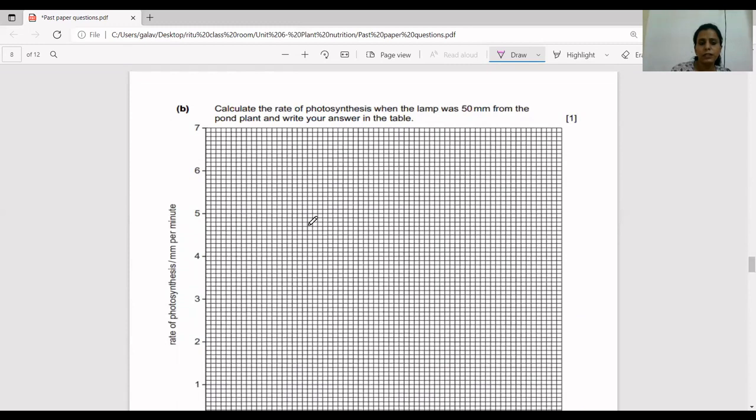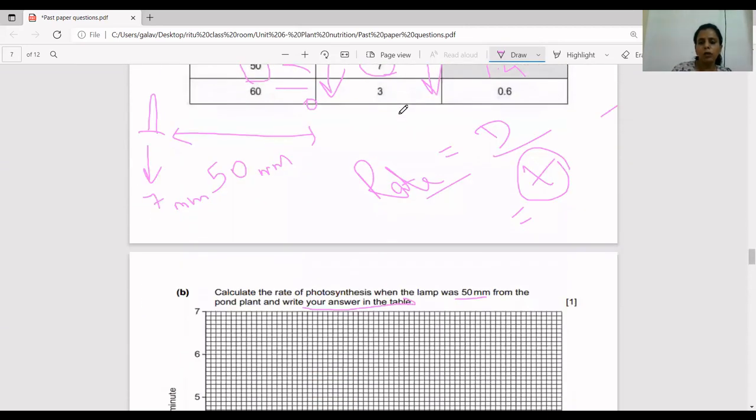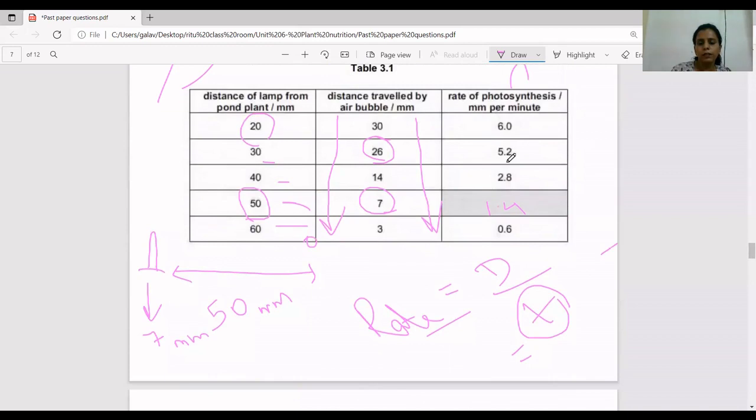Next question they have given is, calculate the rate of photosynthesis when lamp was placed 50 millimeter from the pond plant and write your answer in the table. Now they have given here, write your answer in the table. So this point is important. If you do not write the answer in the table, you won't be given the mark. Only for calculation there is no mark. After calculating the correct answer, you have to write down the answer in the table also.